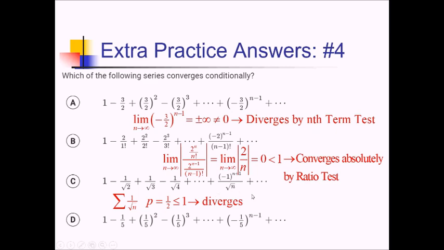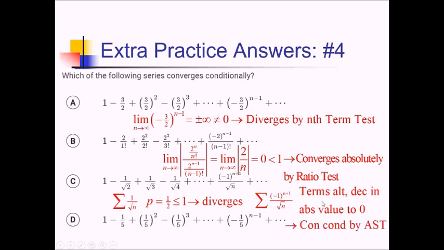But now if we consider the alternating version of this, well, this is a series that alternates and whose terms decrease in absolute value to 0. If you take the limit as n approaches infinity, this thing is still going to 0. So because our terms alternate and decrease in absolute value to 0, this converges conditionally by the alternating series test. So probably choice A is our answer, but, well, why not just look at B, or D, right?